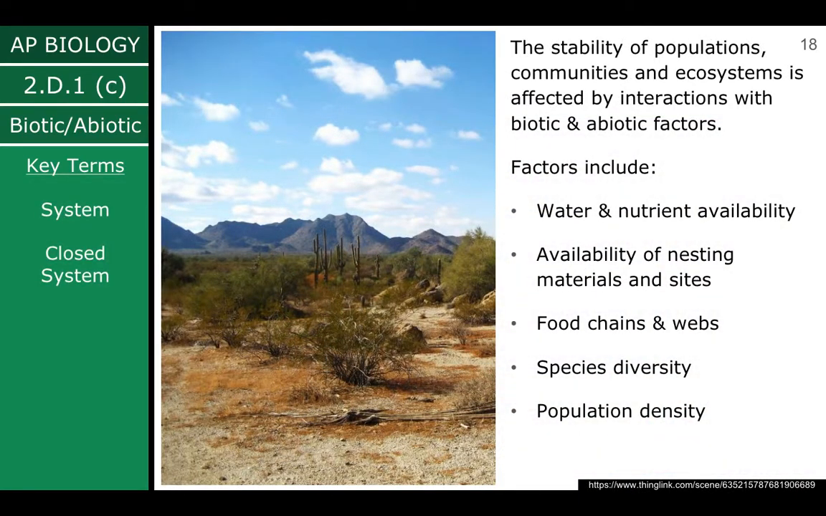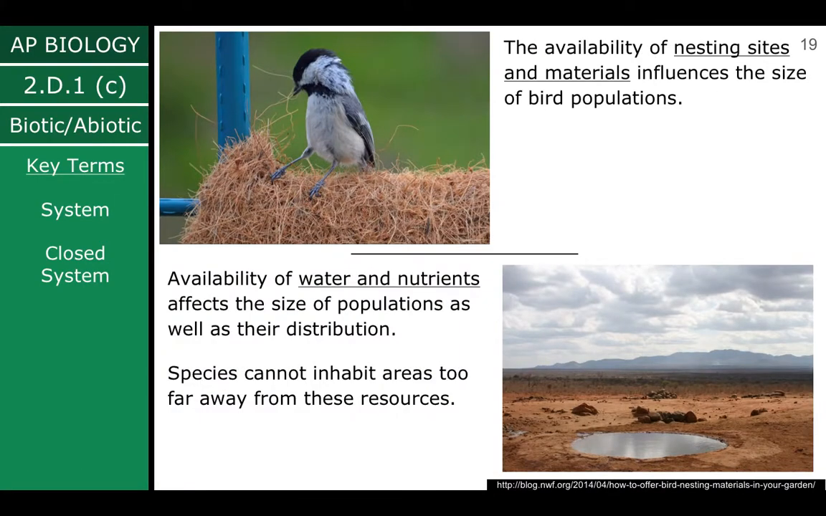So stability of populations is affected by those interactions between biotic and abiotic factors, which include water and nutrient availability, nesting materials and sites, food chains, species diversity, and population density. The availability of nesting sites and materials influences the size of bird populations, obviously, because if there's no place for them to live, then they can't have a large population. Availability of water and nutrients affects the size of populations as well as their distribution, so where they are actually located. You can always count that life is where water is.